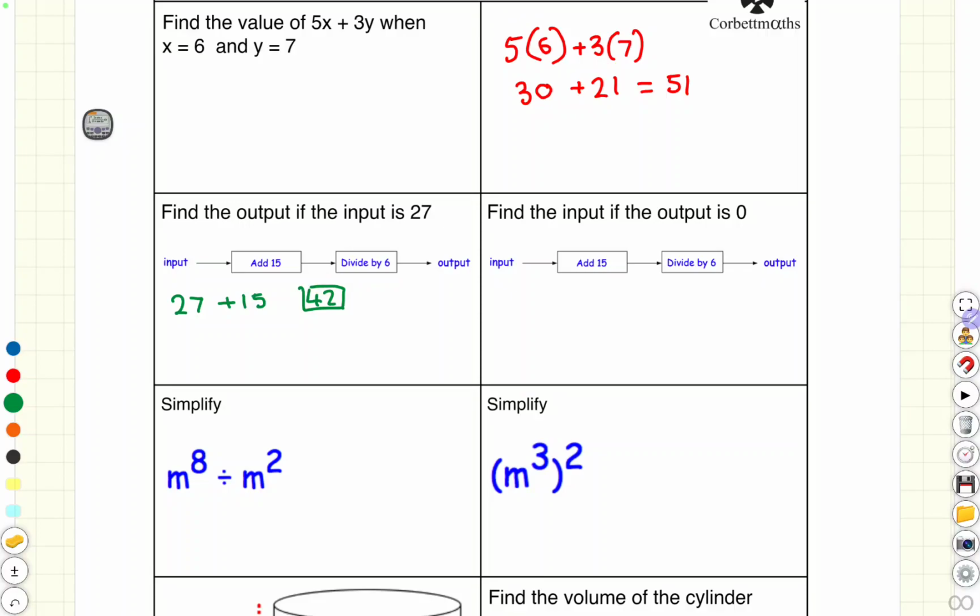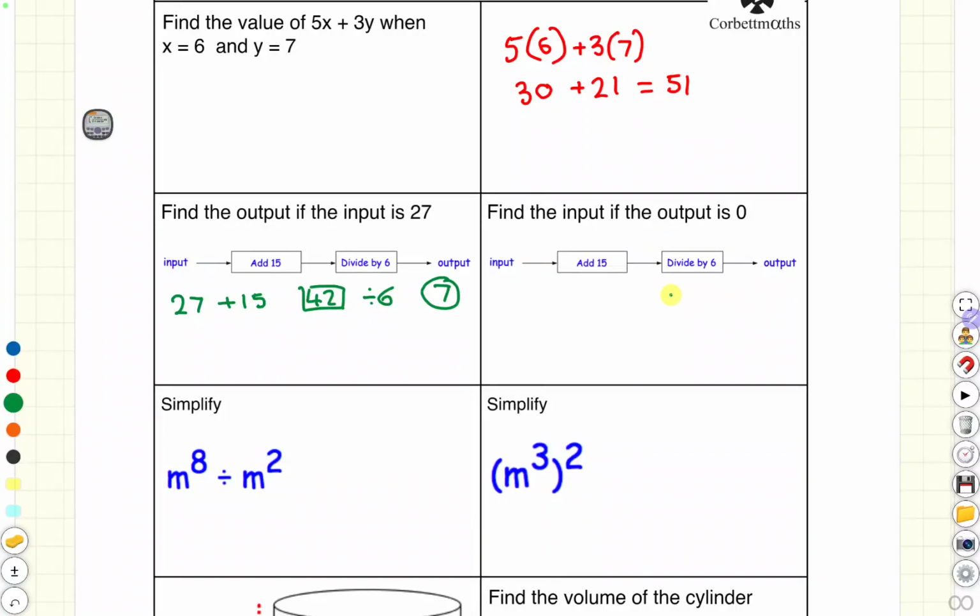So 42 divided by 6. Now we should know hopefully our 6 times table, and that's divide by 6, and that gives us 7. So my output would be 7 for the final answer. Next one, find the input if the output is 0.